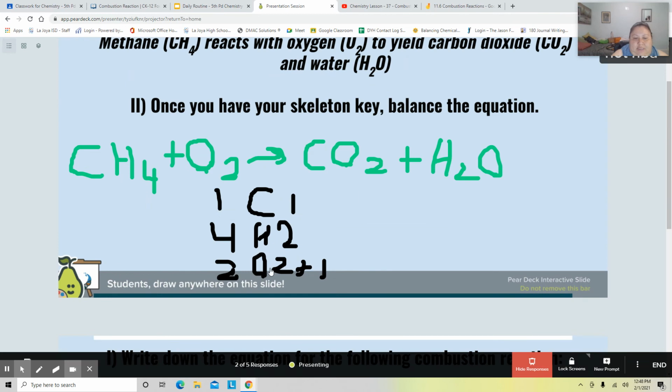Okay. How would you start balancing this? What would you start with? You don't want to mess with carbon. Carbon is good to go. I personally would start with hydrogen. I can easily make this 2 into a 4 by multiplying by 2. Excellent.